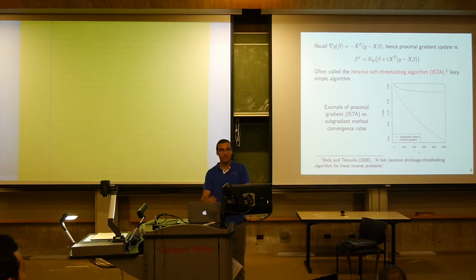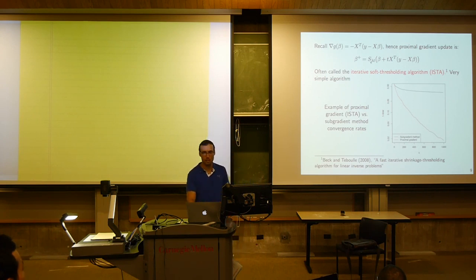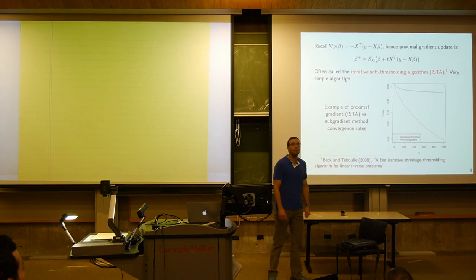We just take that thing, and we look at all of its components, and we set them equal to 0 if they're small. Otherwise, we move them closer to 0 by the amount lambda t. Okay, it's nice. It's very simple. It's very fast, these iterations. And it also kind of gives us some intuition as to why we get sparsity in the lasso problem, right?